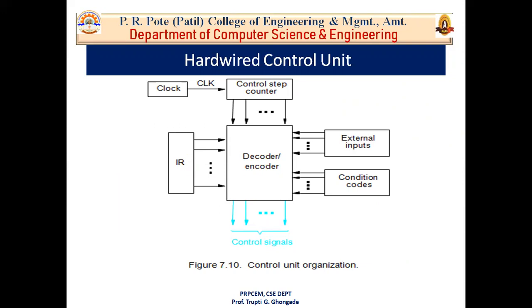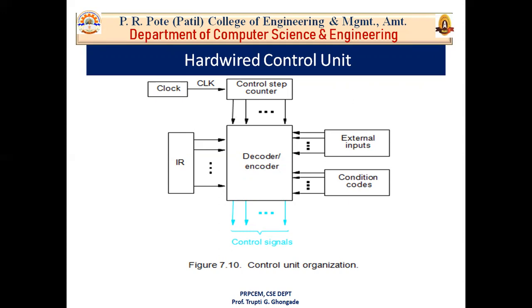The second thing is the contents of the instruction register. The required control signals are determined by the control step counter, the contents of the instruction register, the contents of the condition code flags, and the external input signals such as MFC and interrupt request. Now what is MFC? Memory Function Complete. By using all these contents, we can determine the control signals.